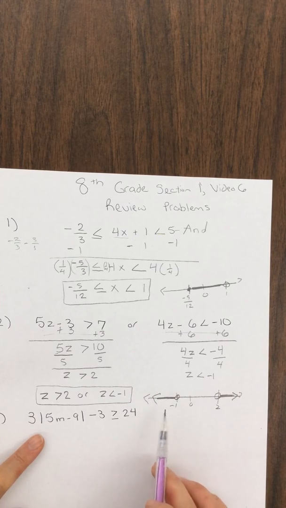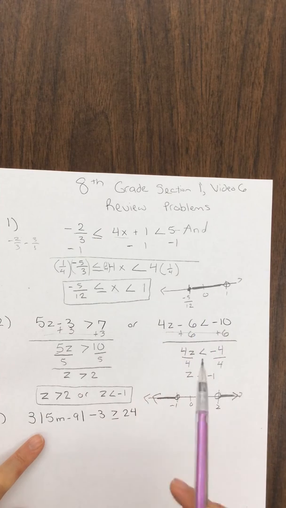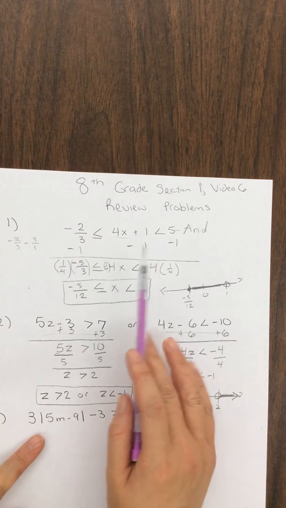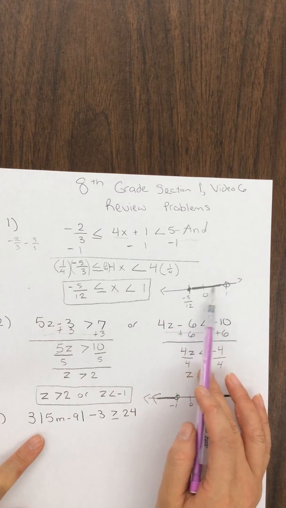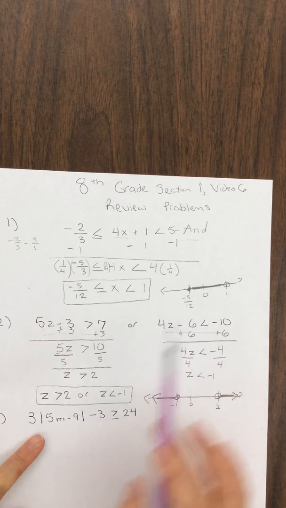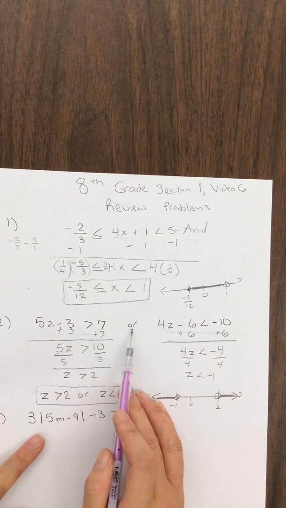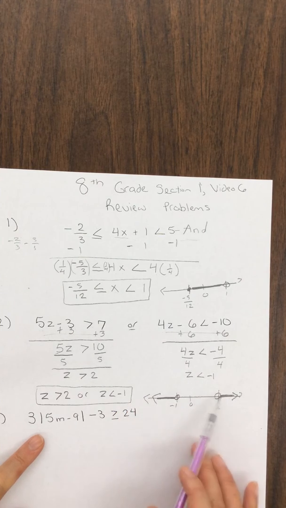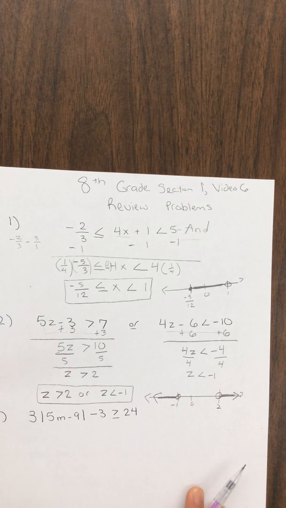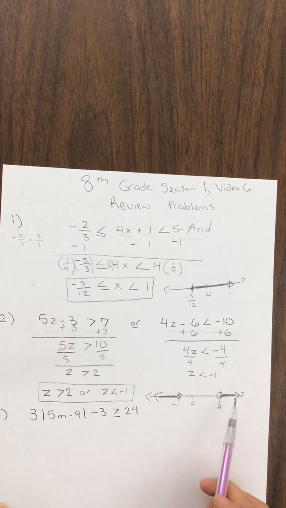So notice that this graph looks different than this graph. Whenever we have a compound inequality joined by the word "and," when you graph it, you're only graphing one interval. However, with the second one, because the compound inequality is joined by the word "or," you actually have two separate intervals in which your solution can be found. So your solution can be found in this interval, or on this interval.